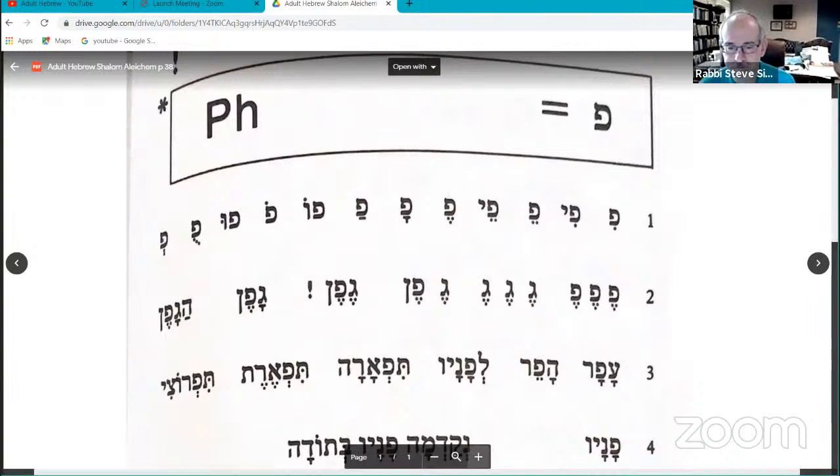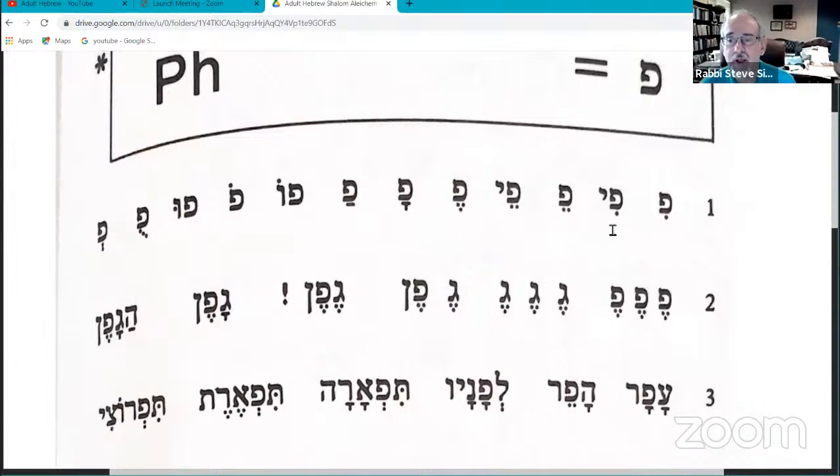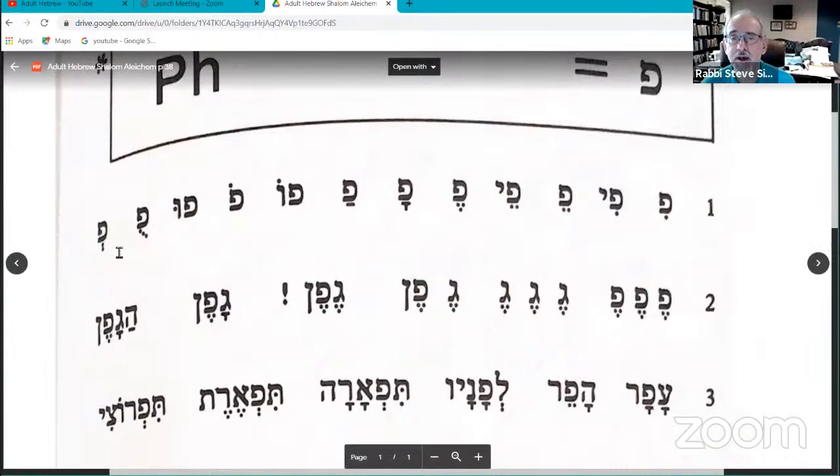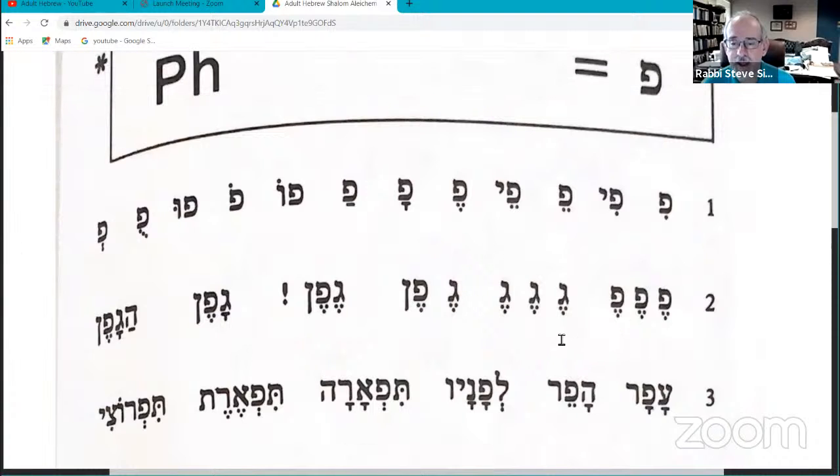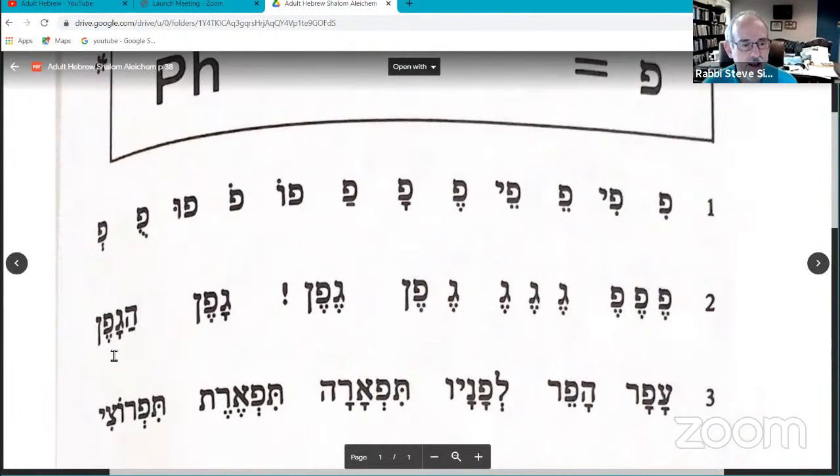So line number 1: Fee, Fee, Fei, Fei, Fe, Fa, Fa, Fo, Fo, Fu, Fu, Fu. And obviously you can see what the Fei looks like up here at the top of the page. Line 2: Fe, Fe, Fe, Ge, Ge, Ge, Gefen, Geffen. Geffen means a vine. Guffen is related to Geffen. Ha Guffen is the vine. Ha at the beginning of a word means the. Ha Guffen is the vine.